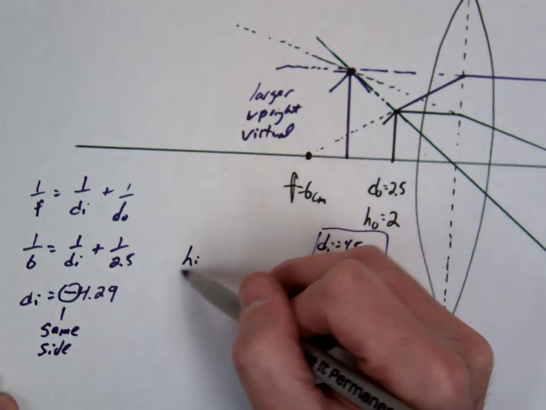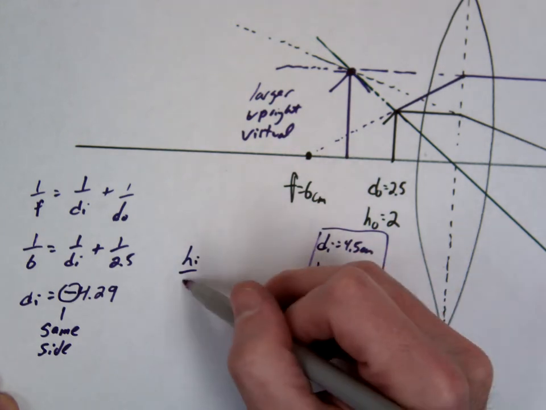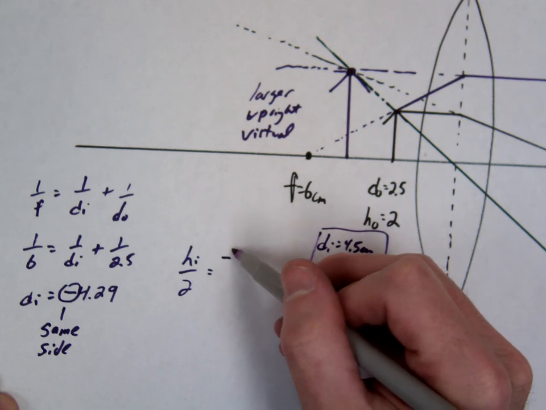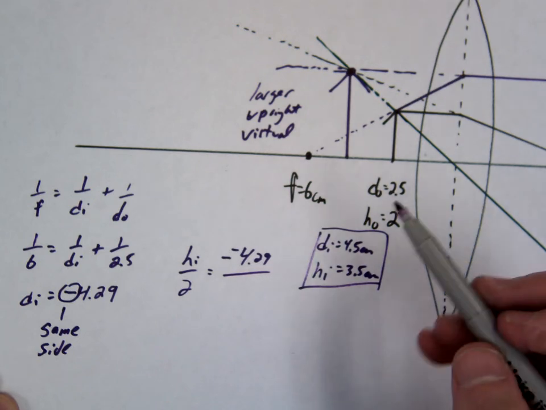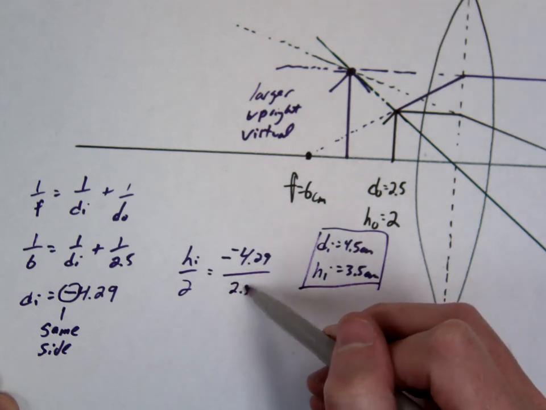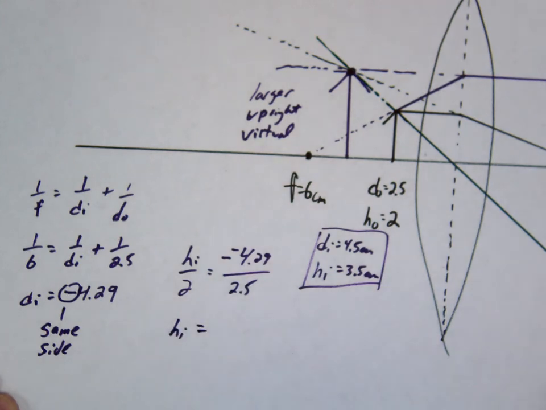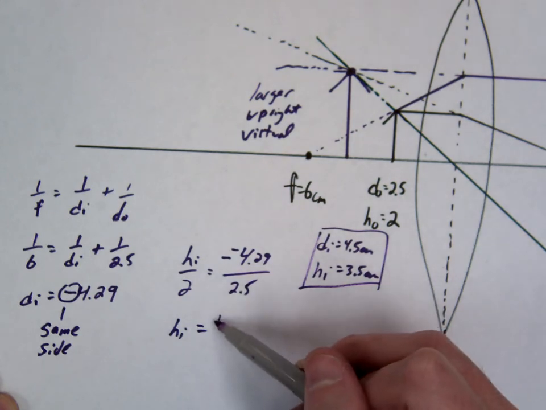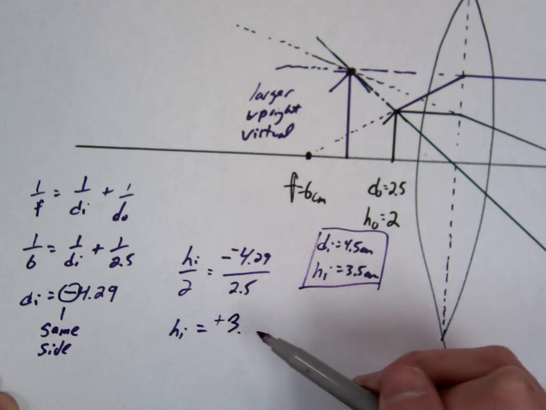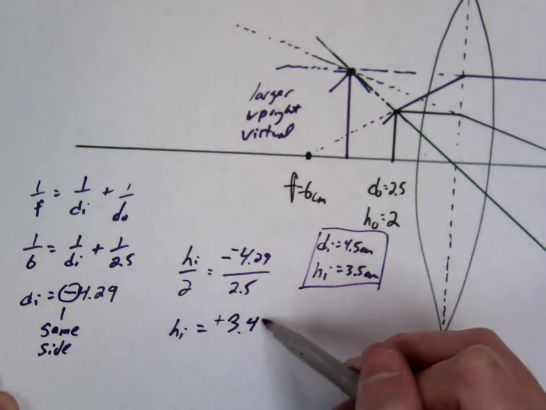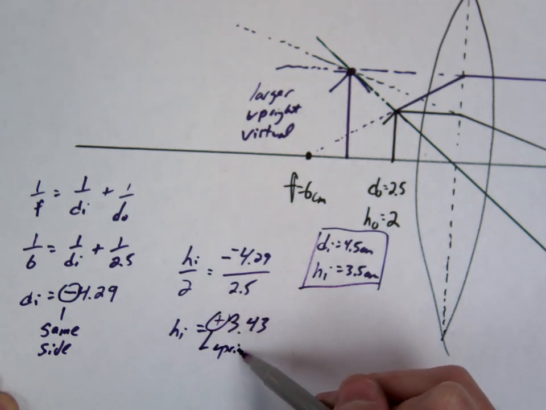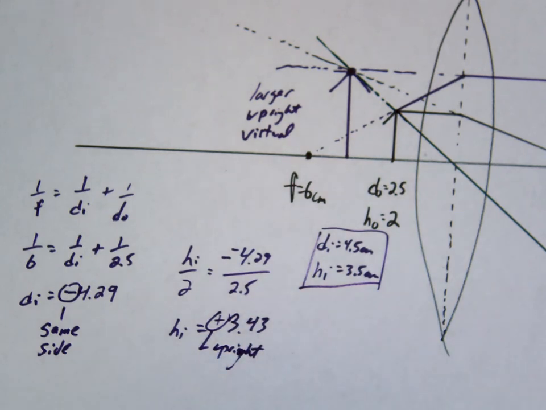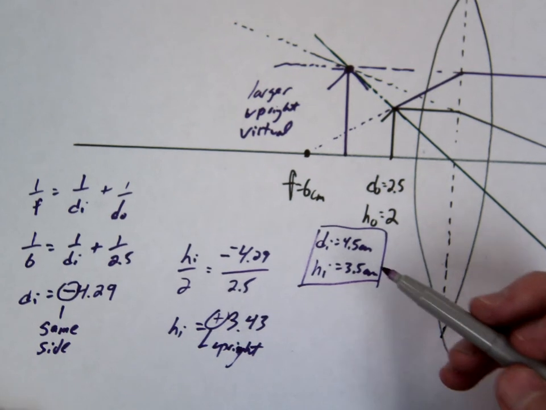How about HI? My HO was 2, negative 4.29 over, or DO was 2.5. What are you getting for HI? 3 point something? 3 point what? 4.3. Okay, positive. Same, so this is not different. Magnification and M's are not different in their meaning in positives and negatives. Only the distances are different.